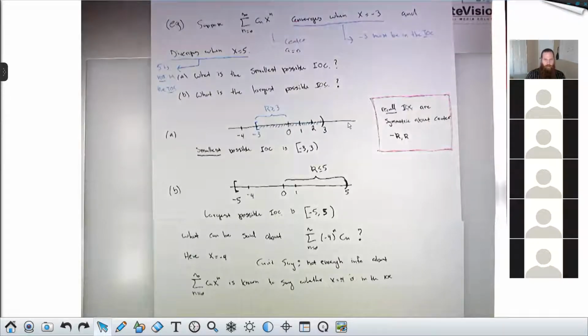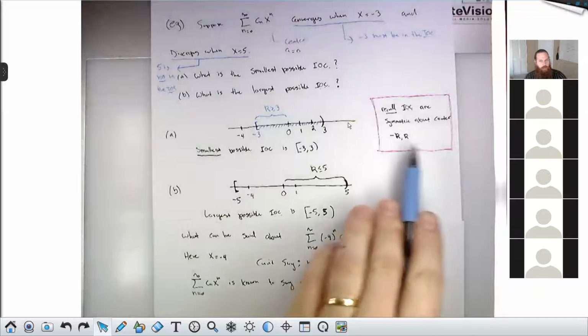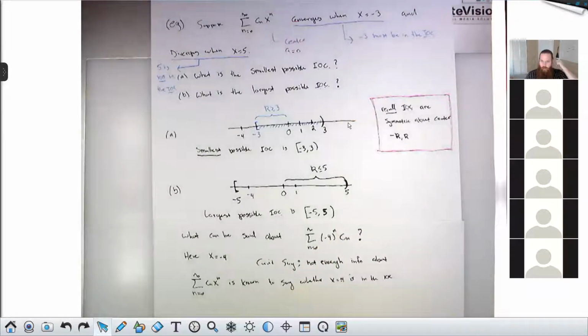So I would say, if you remember that, then you can kind of follow your nose the rest of the way by drawing number lines and thinking about possible cases. But we got to remember that IOCs are always symmetric about the center. Here, the center happened to be 0, so we knew that our IOC would run from -r to r. If my series was centered at 1, then it would run from 1 minus r to 1 plus r.